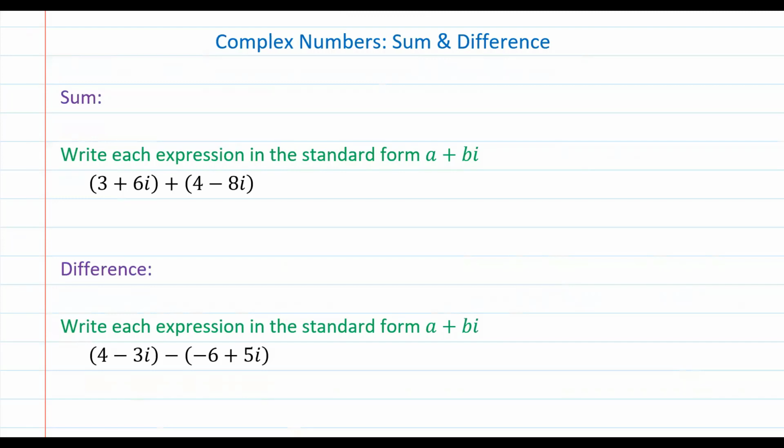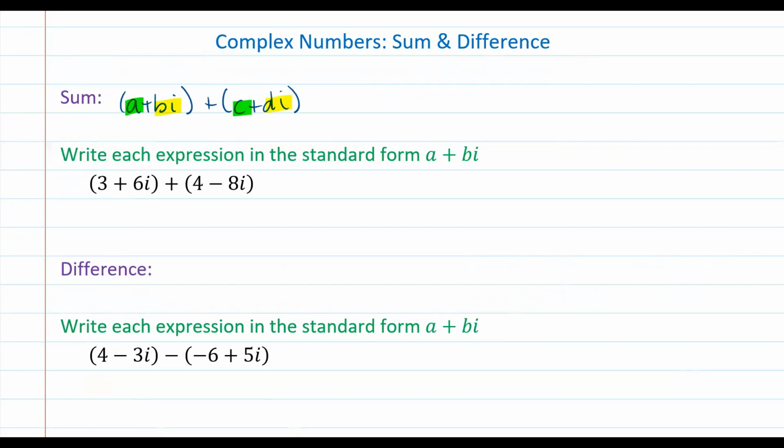Welcome back, mathematicians. In this video, let's look at how to add and subtract complex numbers. So let's start with the complex number a plus bi, and let's add to it another complex number, c plus di. What you're doing when you add these complex numbers is adding the real parts together, and then combining the imaginary parts together. In other words, it's like combining like terms.